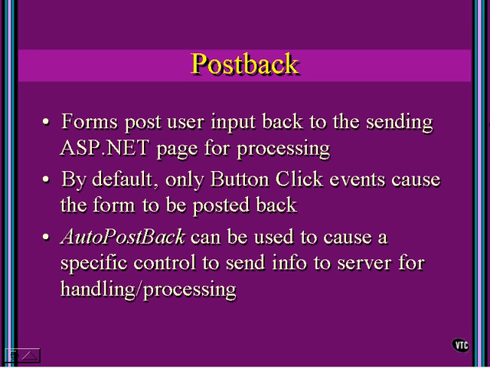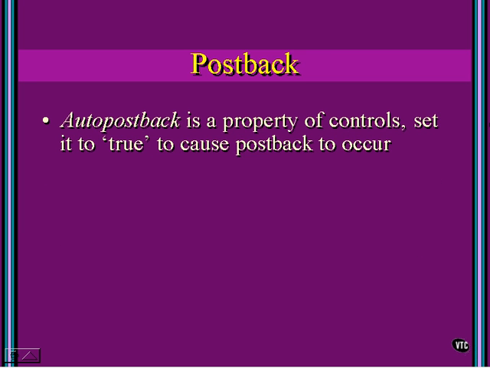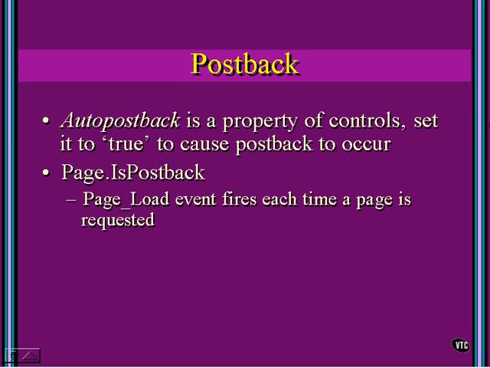So any individual control that I want to have postback based on a certain event or a choice, I can turn that on. Now, auto postback is a property of the controls, and if I set it to true, then postback will occur when I manipulate that control. Now, you also need to understand there's a property built into the ASP.NET section of the .NET framework called isPostback, and this is a property of the page object. Now, isPostback is a property that is set automatically.